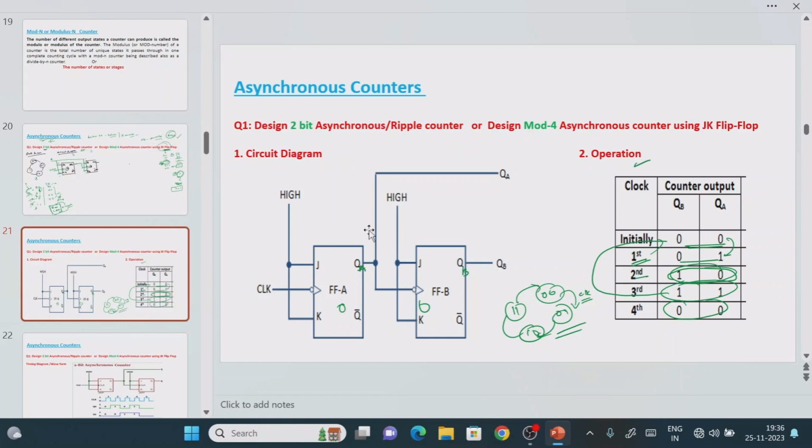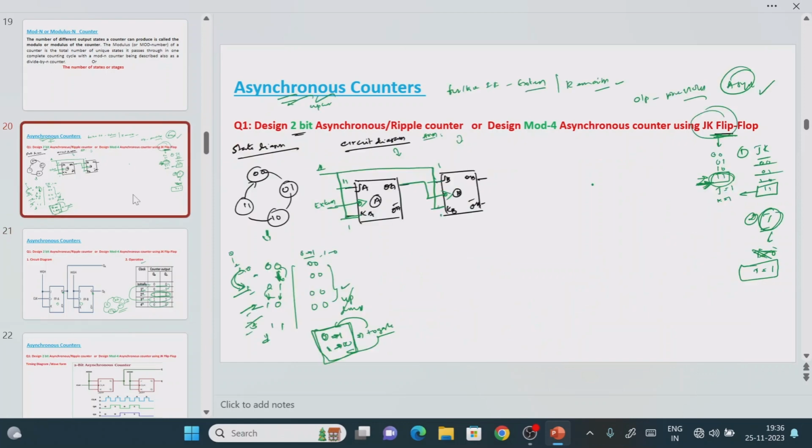But if you want to understand the real meaning behind this, then we need to look into it. Suppose, for example, what is the operation I am taking? This is the first flip-flop value QA, the second flip-flop value is QB. I am going to consider the clock pulse value. Initially, I am not going to apply any clock pulse.